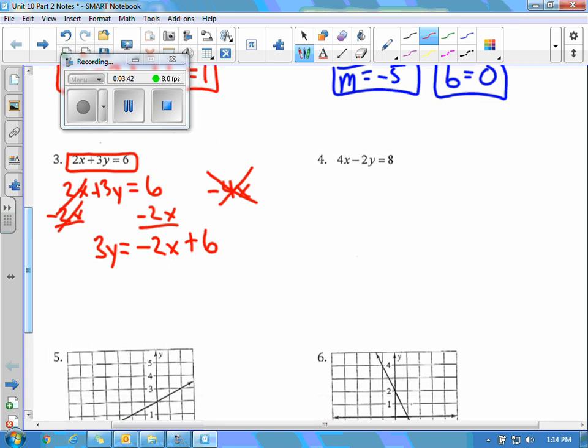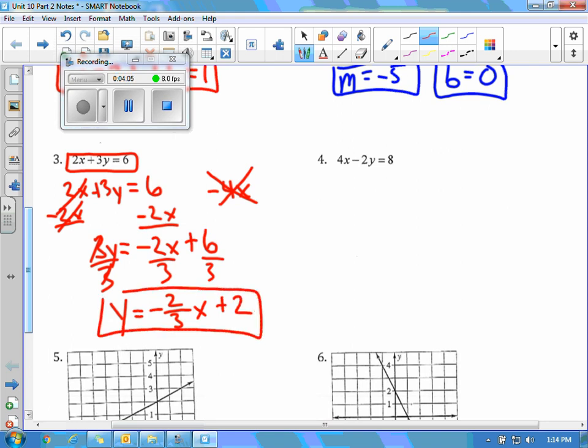My goal is to get y by itself, so I need to divide everything by 3. 3 divided by 3 is 1, so I just have y. Negative 2 divided by 3, I'm just going to leave as the fraction, negative 2 over 3x. That's going to be my slope, so it's totally fine if it's a fraction. And then 6 divided by 3 is 2. So this is y equals mx plus b form, or function form.